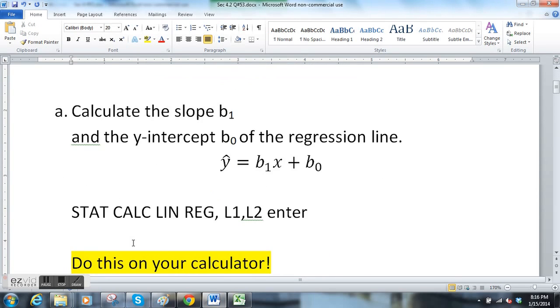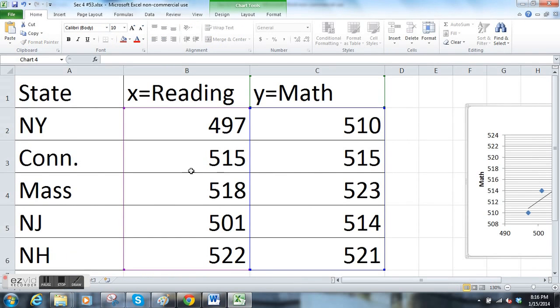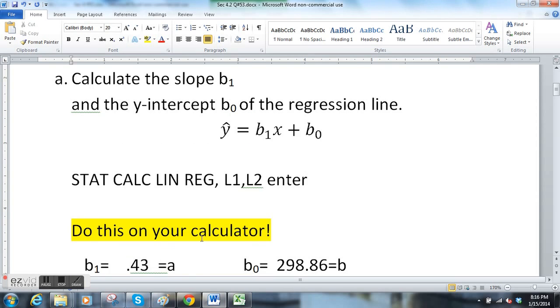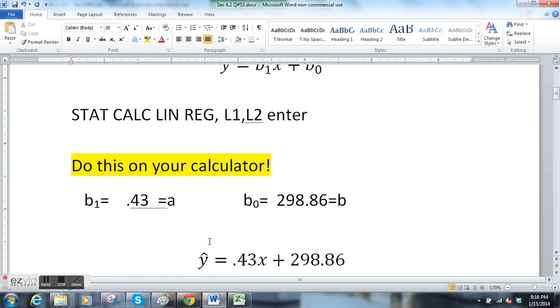So I recommend that you do this on your calculator. So you're going to want to enter this list into L1, the y's into L2. You're going to want to hit Stat, Calc, Linear Regression, L1, L2, and Enter. You really want to learn how to do this on your calculator, so that's a separate video using the calculator. But once you enter that information and hit Enter, it should spit out a regression line for you.